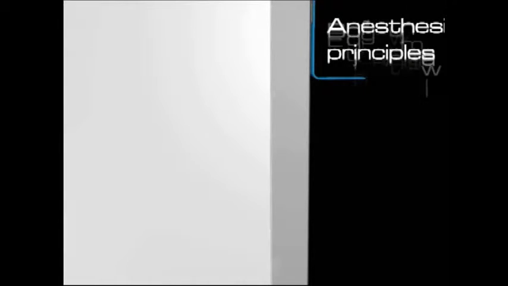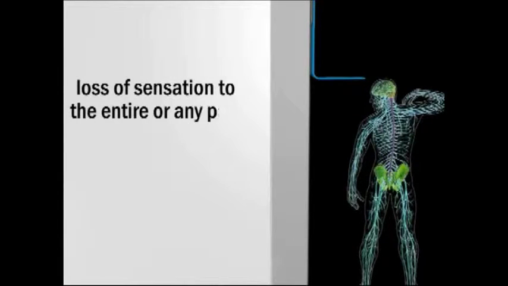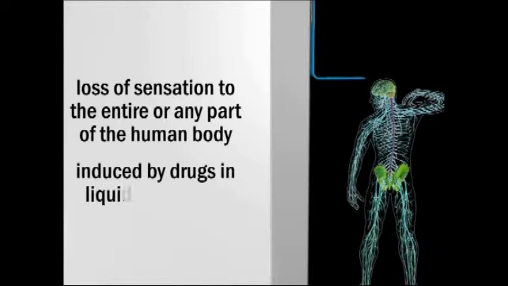Anesthesia Principles. Anesthesia is described as the loss of sensation to the entire or any part of the human body. It might be induced by drugs in liquid or gaseous form, which depresses the activity of the nervous tissue locally, regionally, or within the central nervous system.